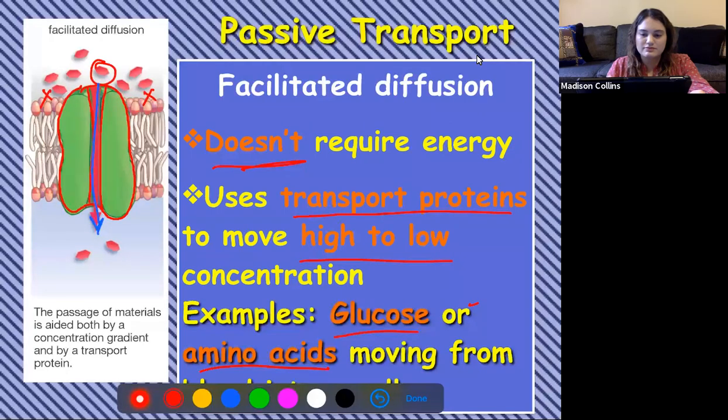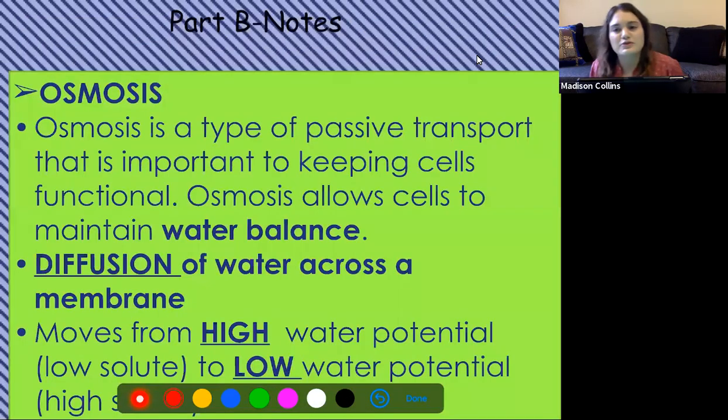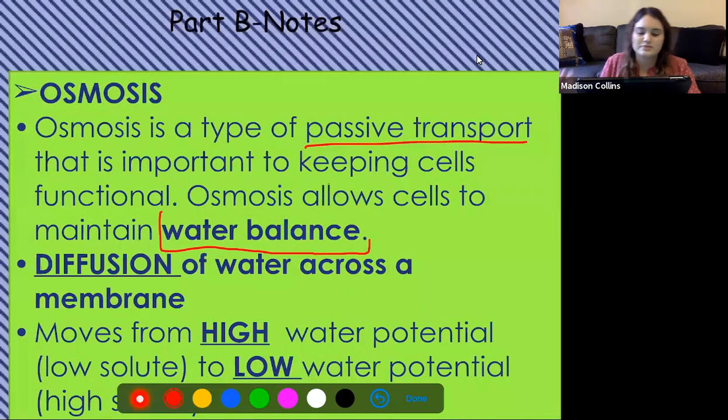All right. Now, the third type of transport that we're going to talk about today is something called osmosis. Now, again, this is still passive transport, so everything we've talked about still applies. But osmosis is a little bit different because with osmosis, we're only talking about the movement of water molecules. So osmosis is what allows cells to maintain water balance. So this is diffusion specifically of water across a membrane.